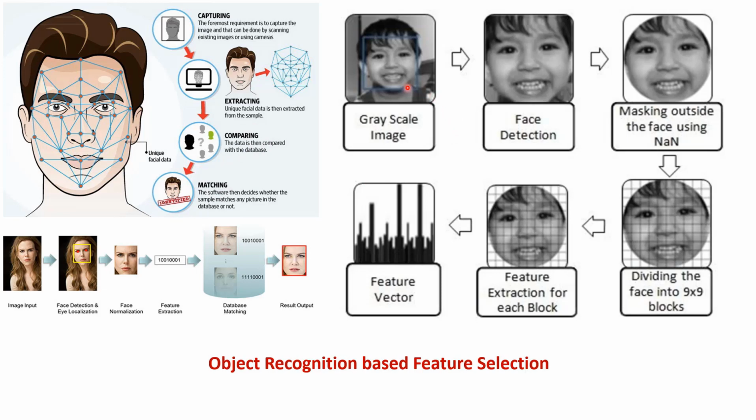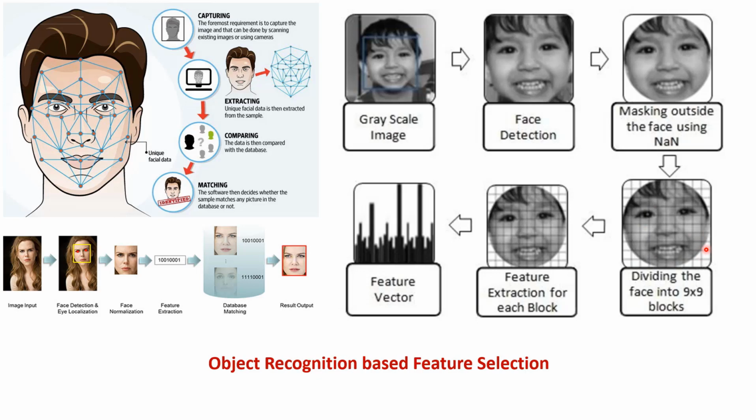So that's what we did. When you get a grayscale image, we try to enhance it first, and then we try to extract the location of the face based on the features. And then here you are masking outside the face using not a number, so we have more focus here, and then we divided it into a grid.